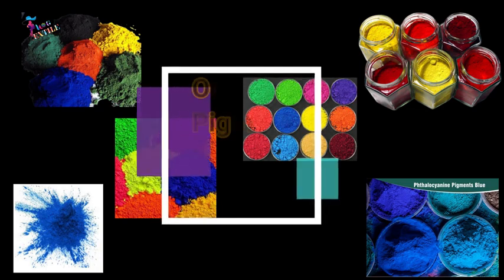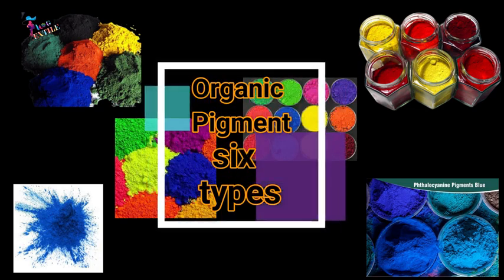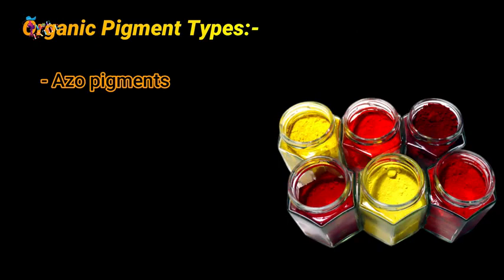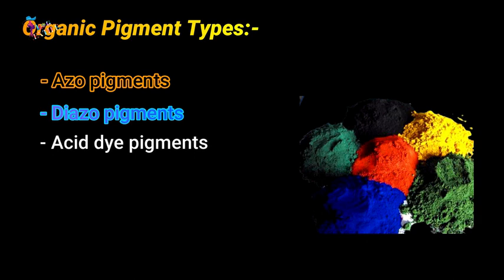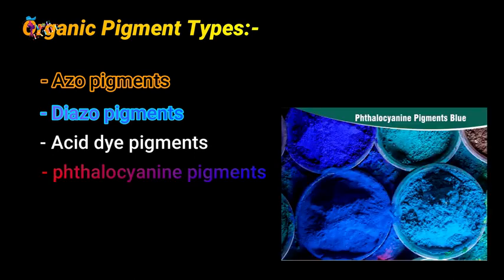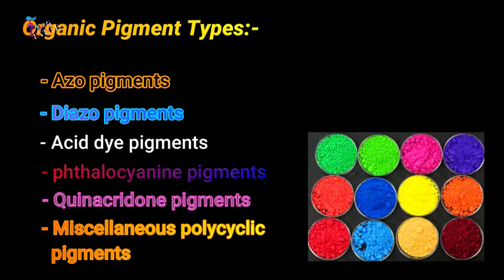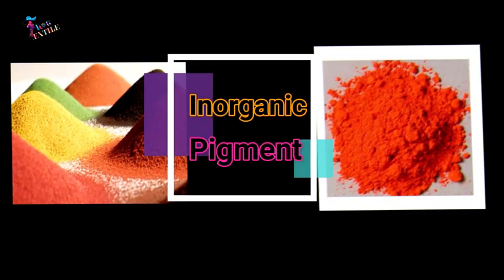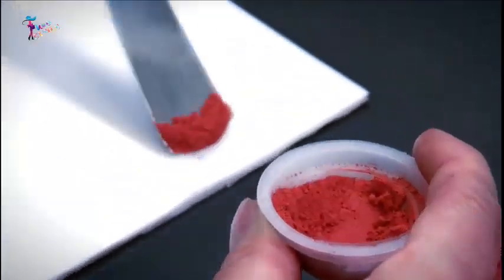Based on chemical makeup, organic pigments are generally classified into 6 types: azo pigments, diazo pigments, acid dye pigments, phthalocyanine pigments, quinacridone pigments, and miscellaneous polycyclic pigments. Inorganic pigments do not contain carbon and typically refer to metallic oxides and synthetic pigments.